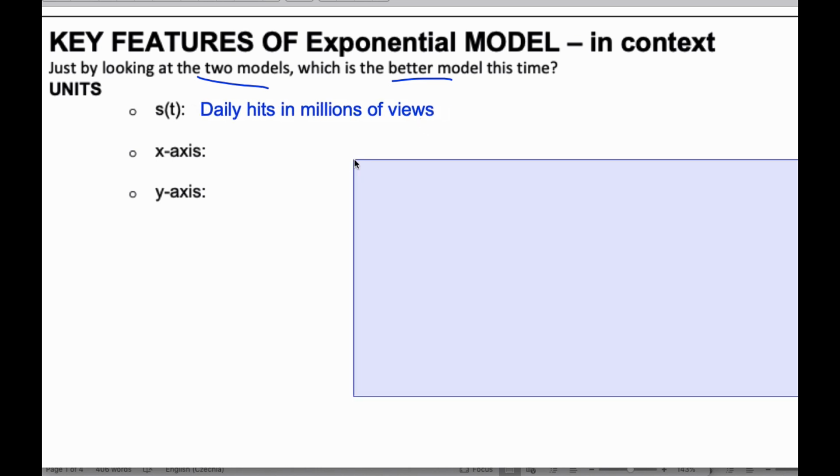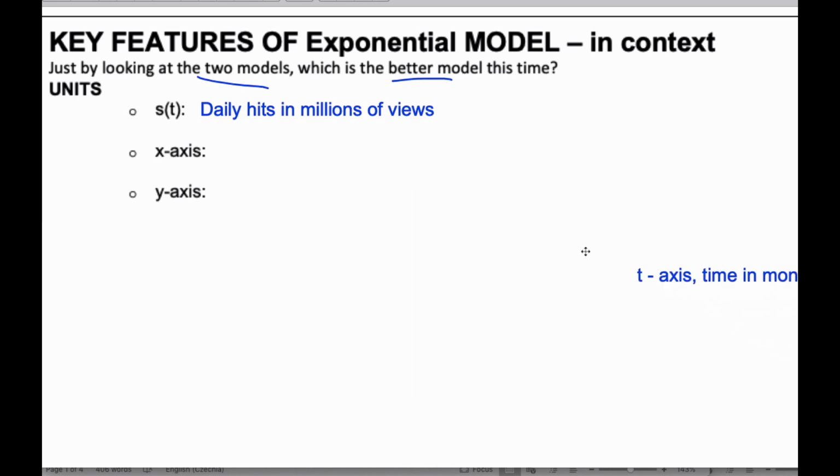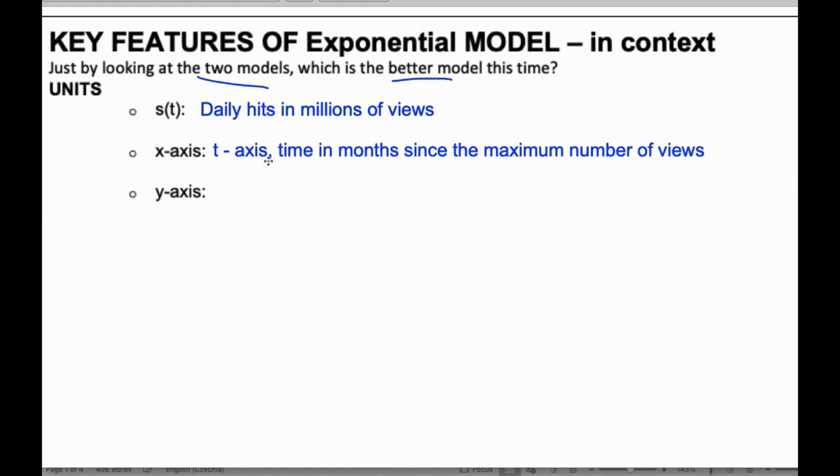Okay, and then we have the key features. Well, when we start to think about what the key features are, I know S of t is the daily hits in millions of views. The x-axis, which is really not the x-axis, but it's the t-axis, is time in months since the maximum number of views. And the y-axis is not the y-axis, it's the S-axis, it's the daily number of views in millions of views.